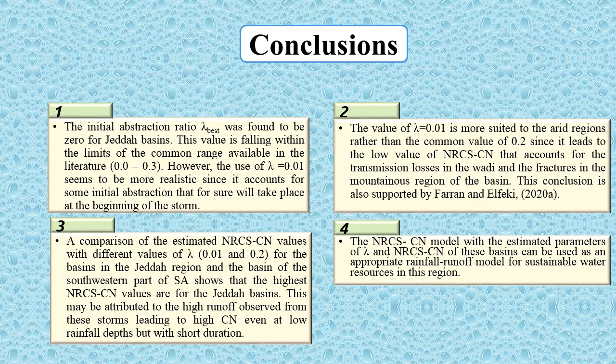The last conclusion is that the NRCS model with the estimated parameters lambda and Cn for these basins can be used as an appropriate rainfall runoff model for sustainable water resources in the region. The values obtained from this study can be used to construct a model for these basins, and can be used later on for sustainability studies.